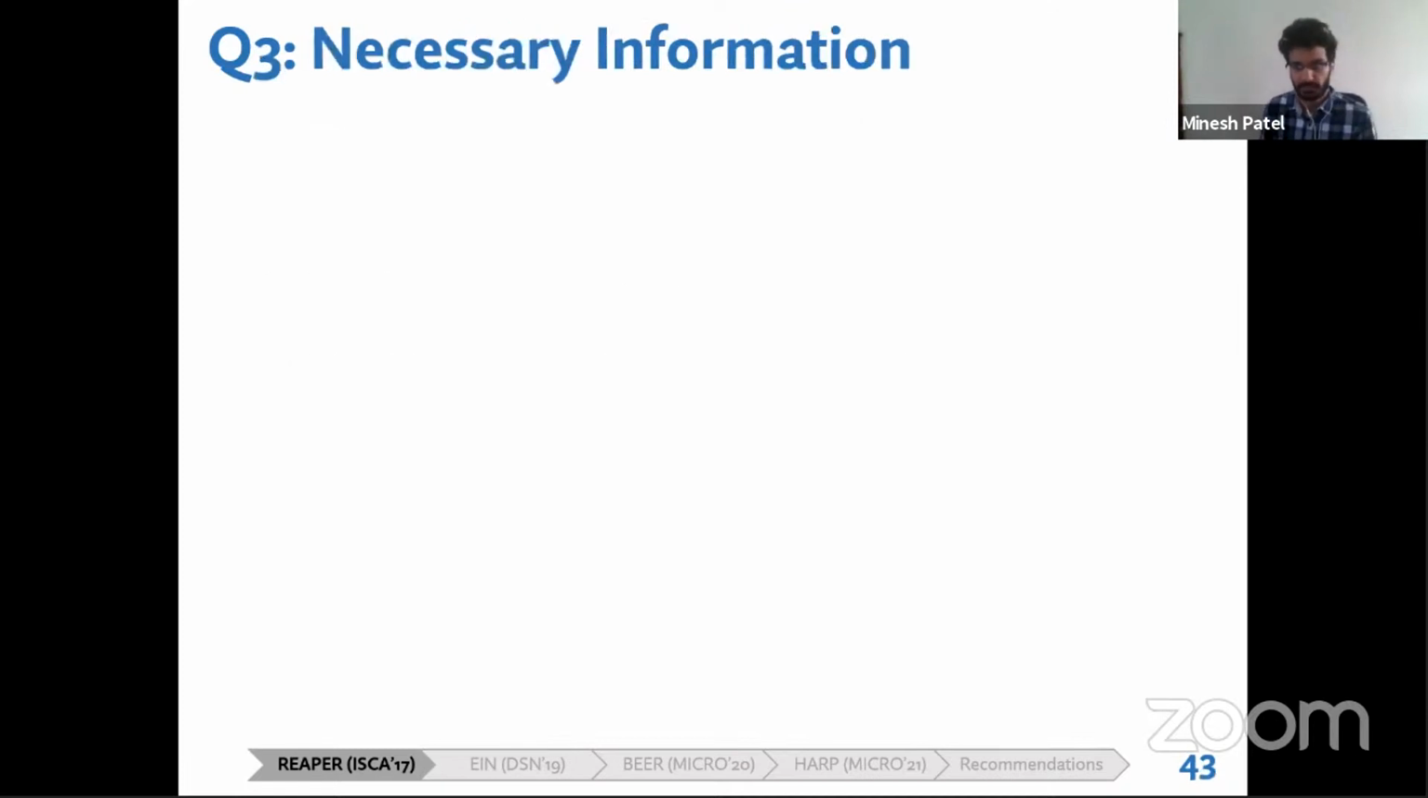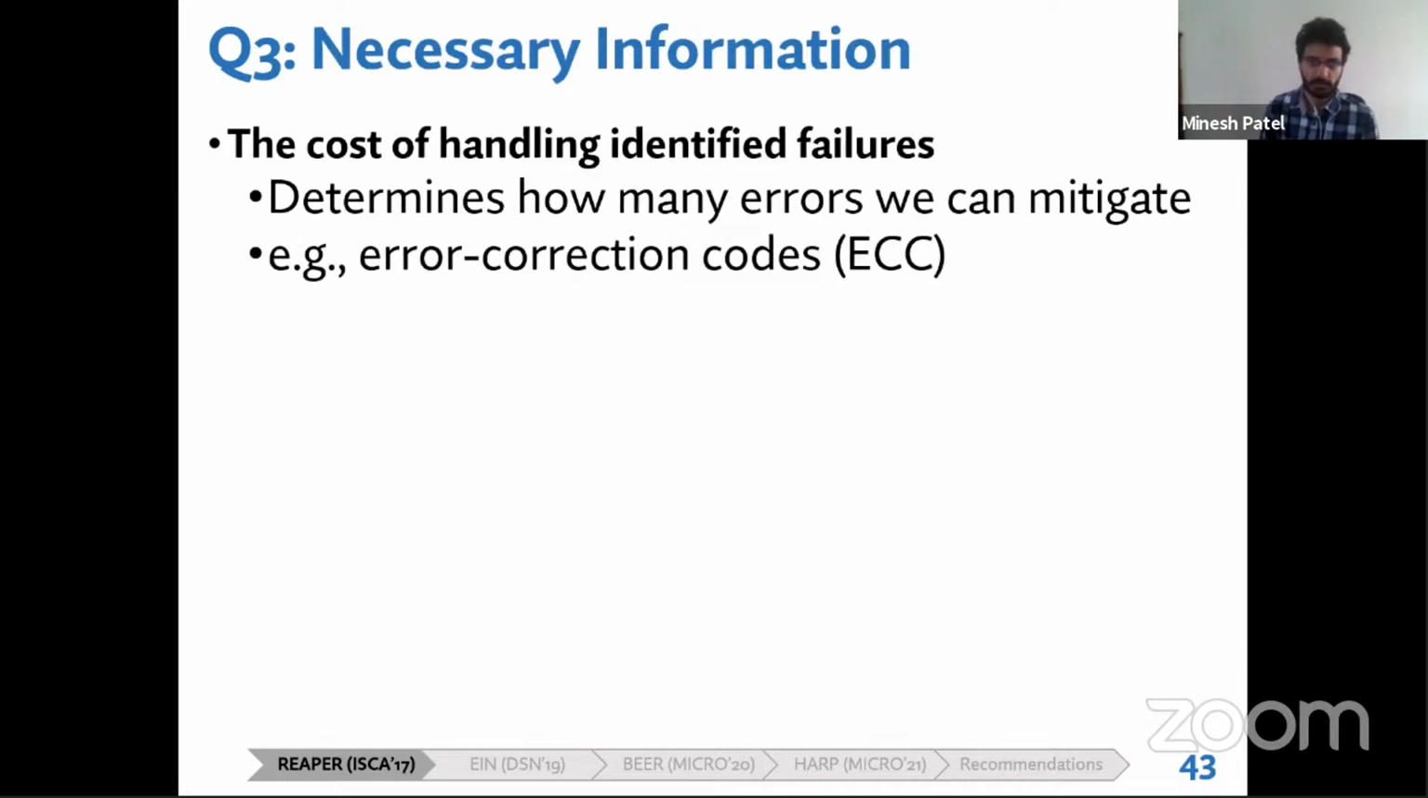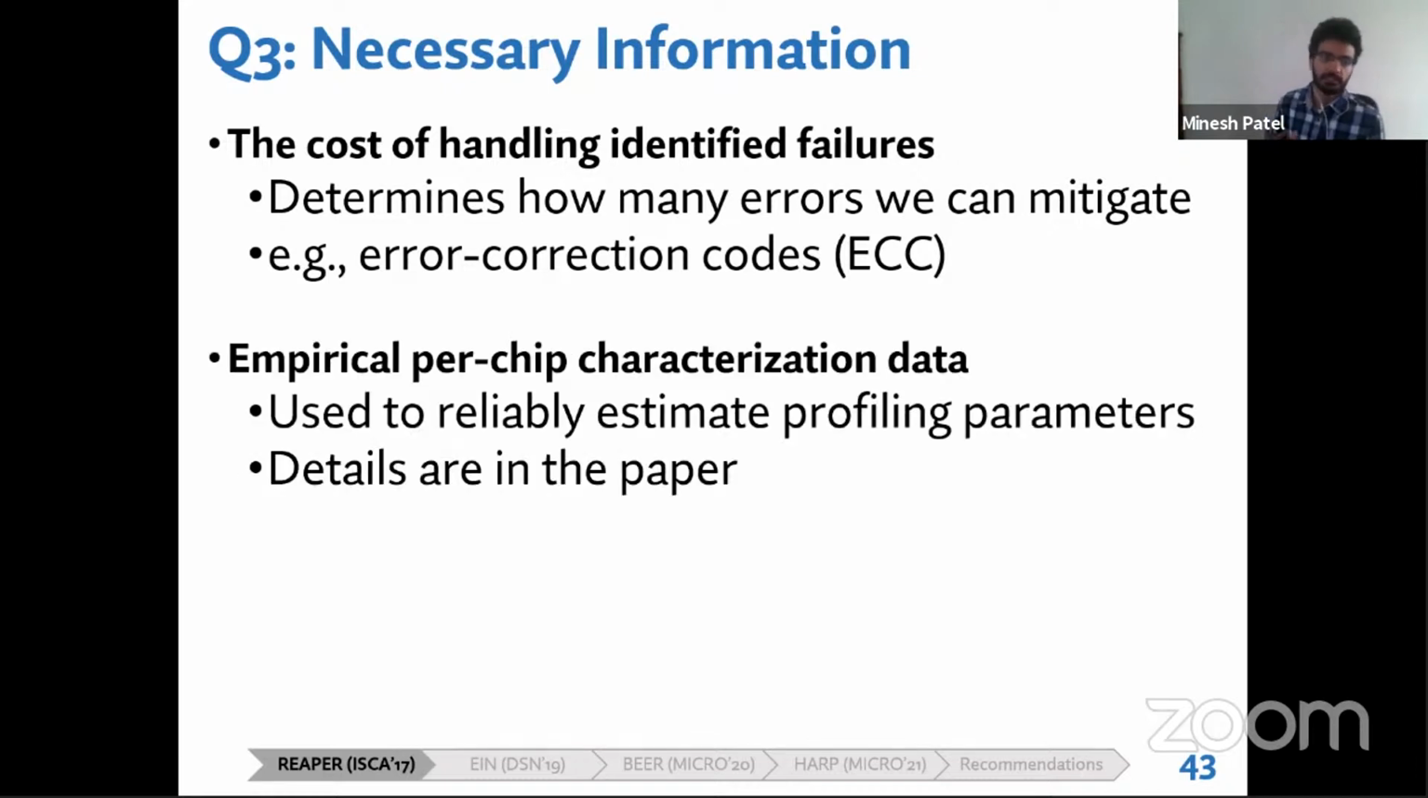The third question that we ask is, what information do we actually need to know in order to conduct profiling? To answer this, the first thing we need to know is the cost of handling the identified failures. This very much depends on the particular mitigation mechanism that we're using, because that determines how many errors we can actually mitigate and thus how aggressively we can profile. Second, we need some sort of empirical per-chip characterization data in order to reliably make estimates of the different profiling parameters for a given chip. This helps us understand a good place in the trade-off space to actually profile at. And we provide more detail about exactly what this entails in our paper.